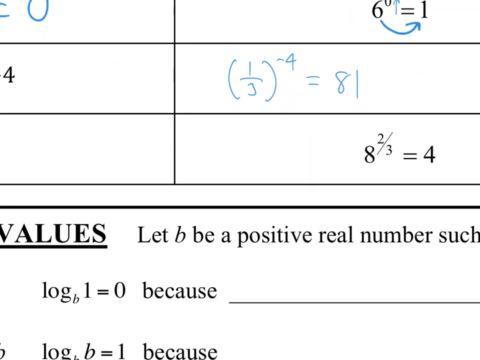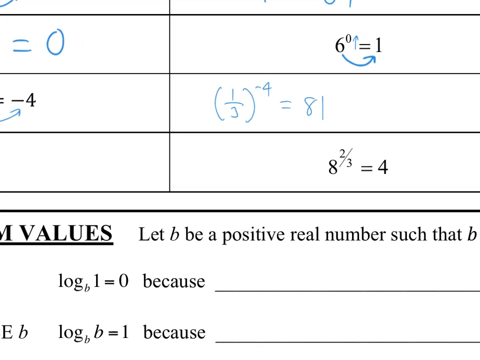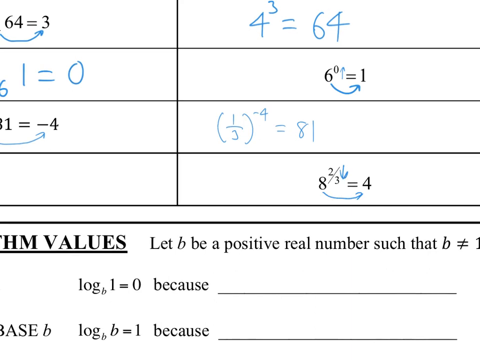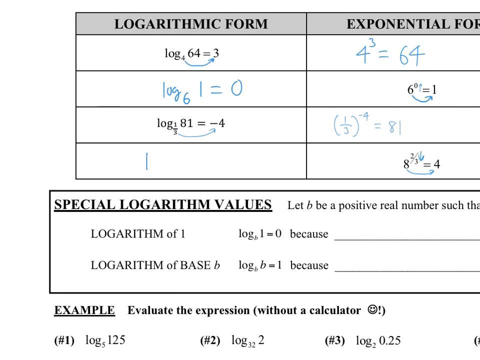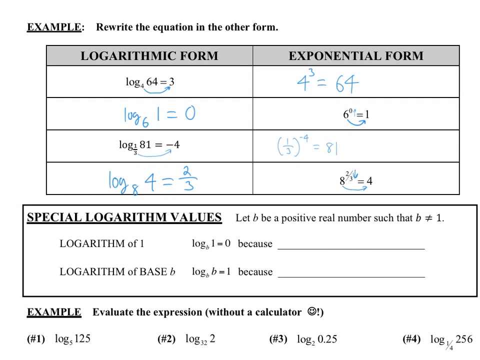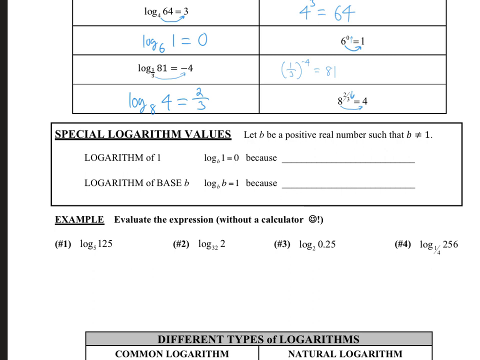We have 8 to the 2/3 equals 4. So 2/3 is going to be kind of by itself. This is going to drop down, and this 8 is going to move back over here. So we're going to go like this. We're going to have log base 8 of 4 equals 2/3. And that's how you write something going back and forth between logarithmic form and exponential form. Okay? Alrighty.